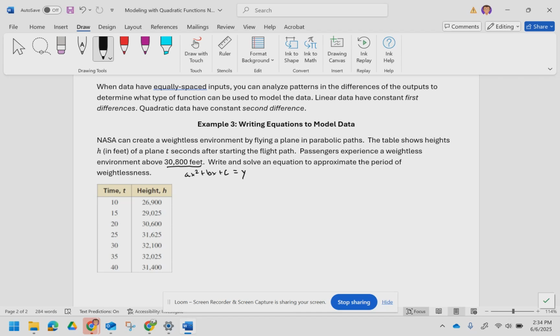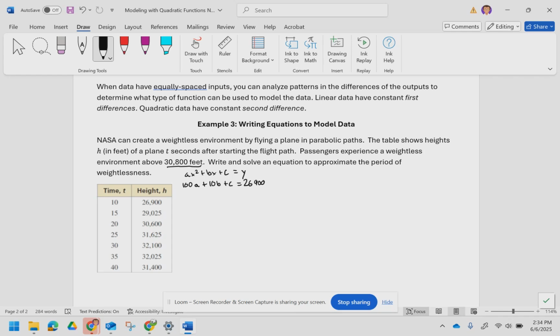So I'm going to input, what if x is 10? Then what is the height? So 10 squared would be 100a, and then if x is 10, then that's 10b plus c should be equal, and the height was 26,900 at that level.